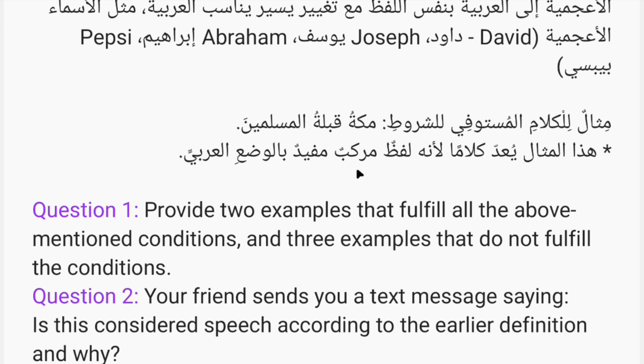It's murakkab. It consists of 2 or more words. Okay, it's mufid. Is it meaningful? When I say Makkatu qiblatul muslimin, can I put a full stop? Are we waiting for something to complete the meaning? No, you can put a full stop there. بالوضع العربي, is it in the Arabic language? Makkah qiblatul muslimin? Yes. So it fulfills the 4 conditions, hence this is considered to be kalam.